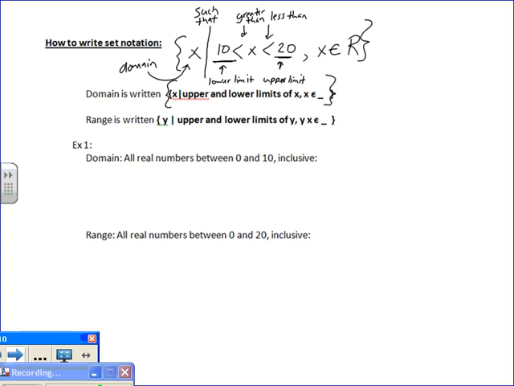Let's go ahead and do some real examples. This is our first example. The domain is all real numbers. So the first thing I do here is recognize that this tells me this is continuous data. And that right away tells me that I'm going to write x is a member of capital R, the real numbers, at the end of my set notation. I know I'm talking about x because I'm talking about the domain. And here's my limits. It's between 0 and 10 inclusive. So this is my lower limit.